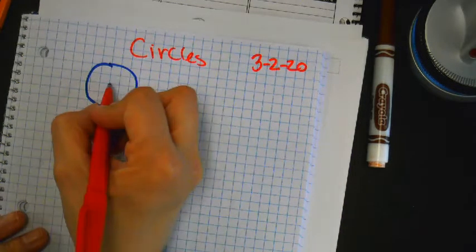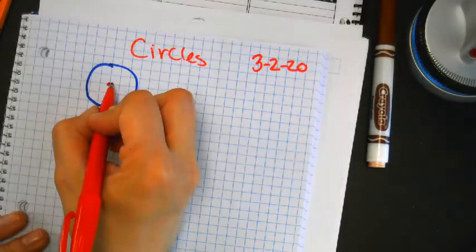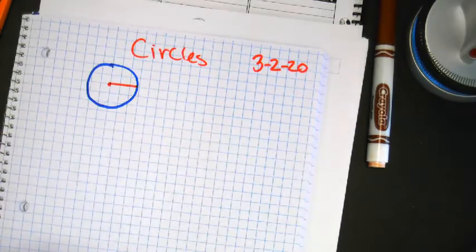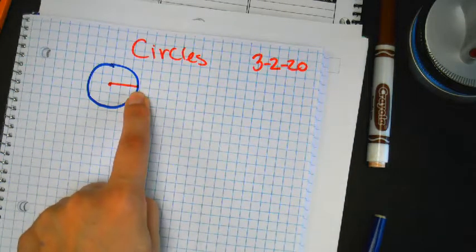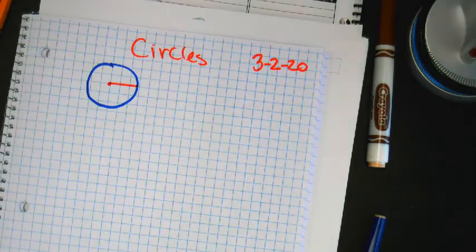Okay, everybody draw me a circle to the best of your ability. Okay, we're going to draw a dot in the center of our circle and stretch it out to the other side of the circle right here, like this. Does anybody know what we call this part of the circle? Center point. Very good.